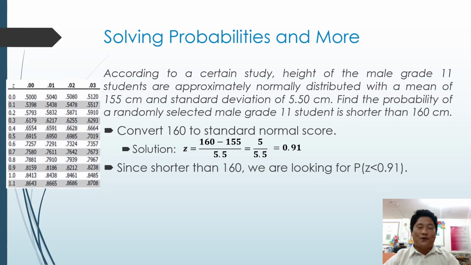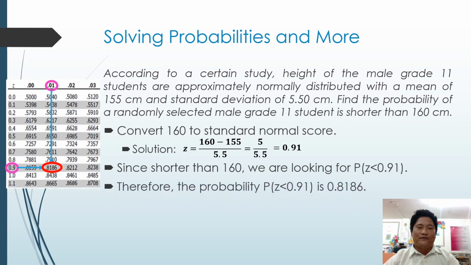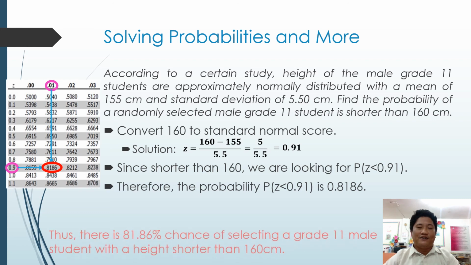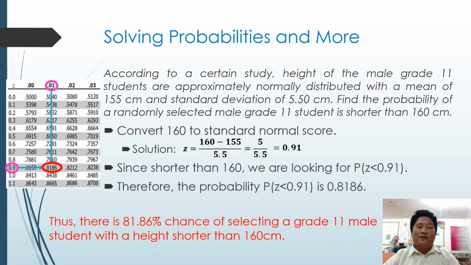Using our z-score table, the first two digits are 0.9 and the last digit is 0.01, so we have here 0.8186. Therefore, the probability of getting z less than 0.91 is 0.8186. Or we can say that there is an 81.86% chance of selecting a grade 11 male student with a height shorter than 160 centimeters. Further, it suggests that when we try to select a grade 11 male student, there's an 81.86% chance that the student we select is less than 160 centimeters.